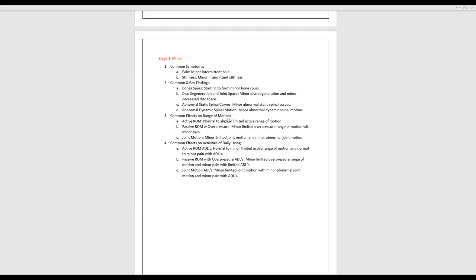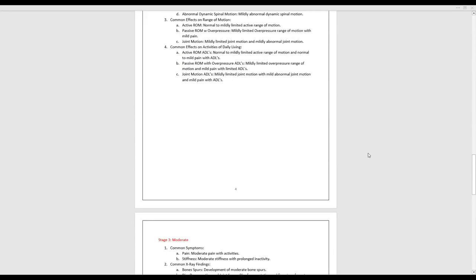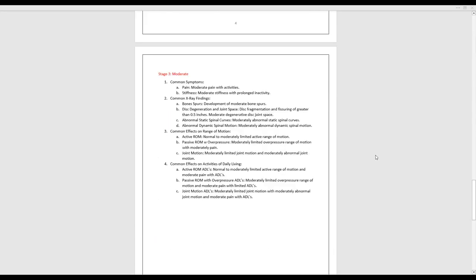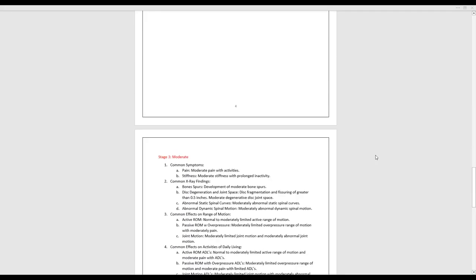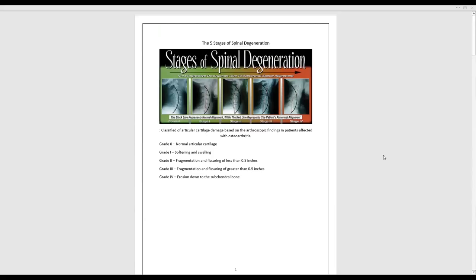Common effects on ranges of motion. I covered all three ranges of motion, active, passive, joint motion. Common effects on activities of daily living, and I included all three ranges of motion with activities of daily living and how they would most likely be affected with stage 1. And then we did it for every stage. So we did a direct correlation between each stage and the effects of pain, restriction, sclerosis, etc.